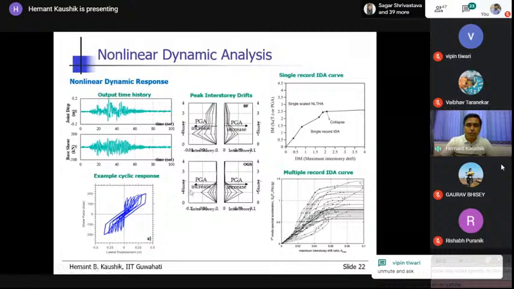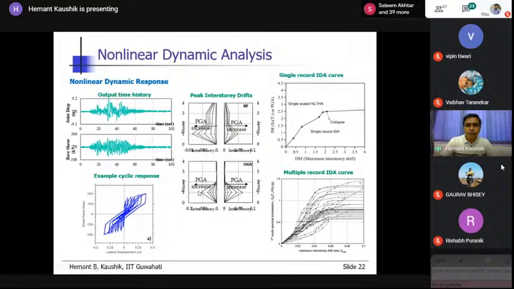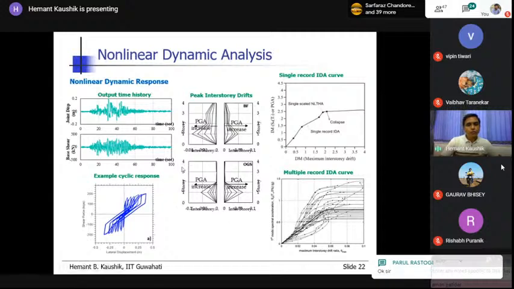For the open ground story, 5-story frame, you see where the displacement is. The displacement is only in the first story. The upper story displacements are almost zero. So this is even applicable in the case of nonlinear dynamic analysis. You can convert these responses to the cyclic response.